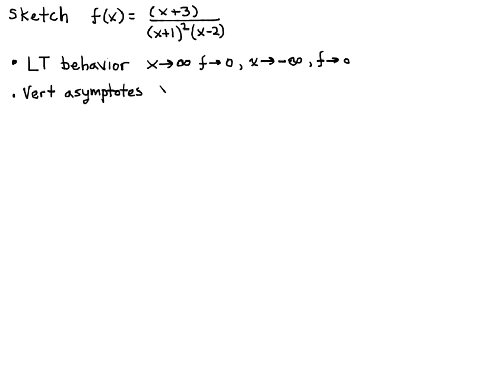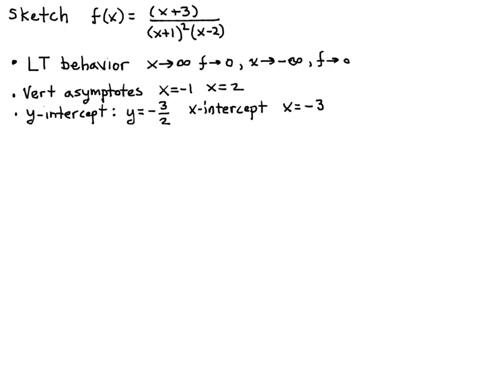Okay, so let's look at our vertical asymptotes. Vertical asymptotes happen when our denominator has a 0 factor in it. So we have a -1 and we have a 2. So there's our vertical asymptotes. Now the y-intercept we get just by making x equals 0. If I make x equals 0, what I have is 3 over 1 times -2, and so I get -3 halves. I only have one place where the numerator can get to 0, and that's where x equals -3, so there's my x-intercept. So I have 2 intercepts: the y-intercept at -3 halves, the x-intercept at x equals -3.